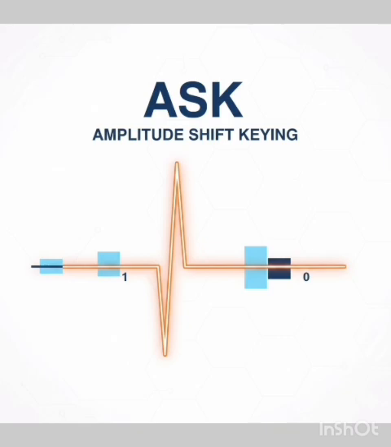ASK is a digital modulation technique where the amplitude of the carrier signal keeps on changing based on the binary input that the user gives. When the input bit is 1, the carrier signal will be present, and when the input bit is 0, the carrier signal will be absent. This method is very simple and it helps in understanding the very basics of digital communication.